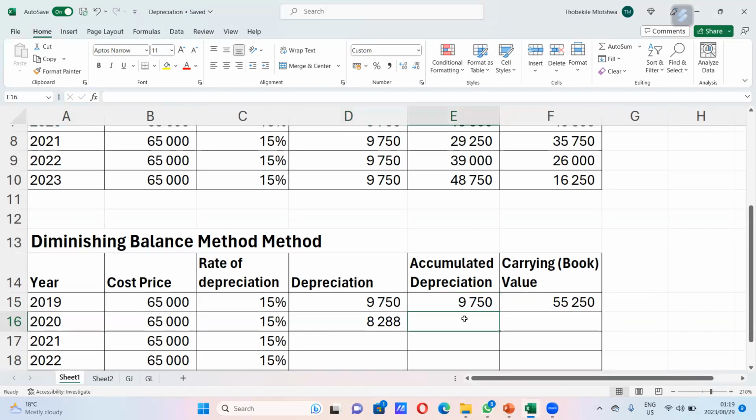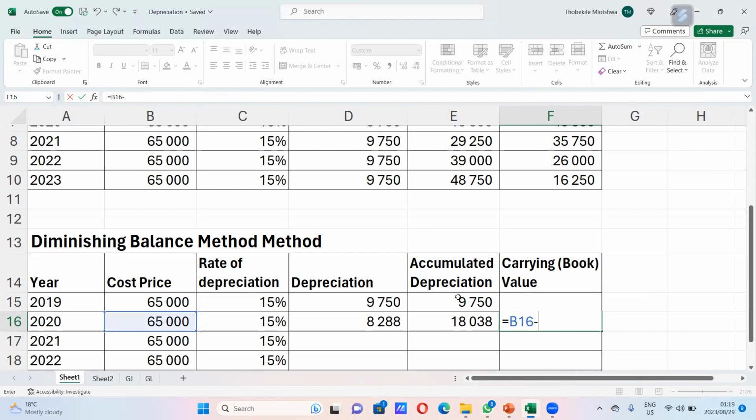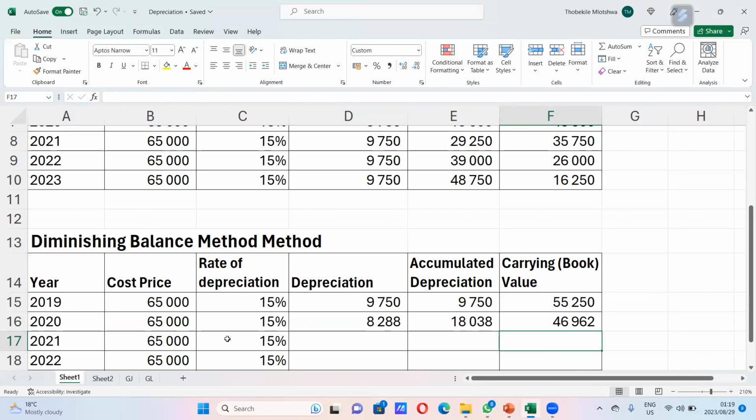What is the accumulated depreciation? It is the previous year's accumulated depreciation plus the current year's depreciation. Which means the carrying value is cost price minus accumulated depreciation. Now, this accumulated depreciation, which is 18,038, is what we're going to use for the next year: cost price minus accumulated.